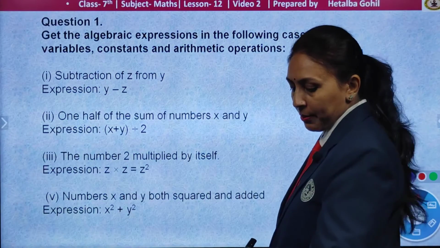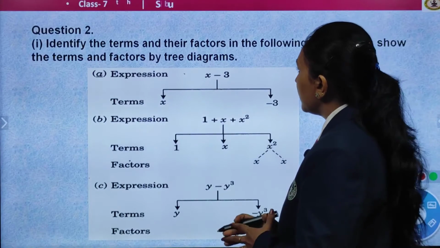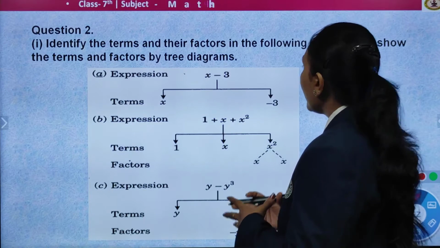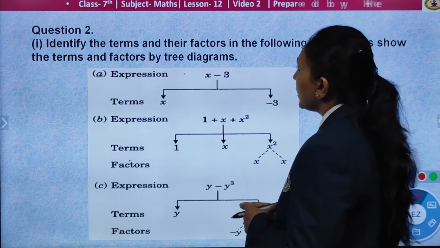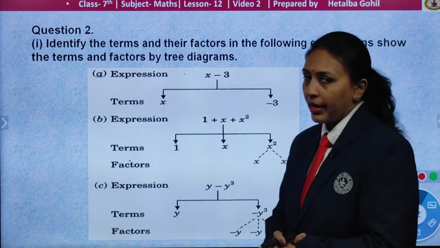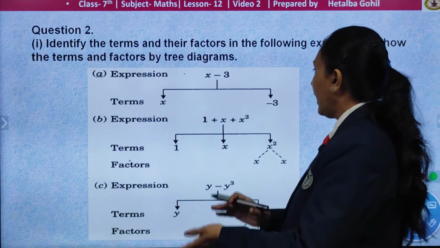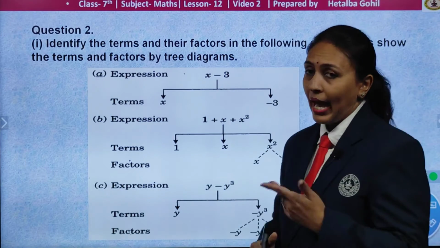Let us go to question number 2. Identify the terms and their factors in the following expressions and show the terms and factors by tree diagram. This is the tree diagram, children. So we have to first find the terms and then the factors, if it has.